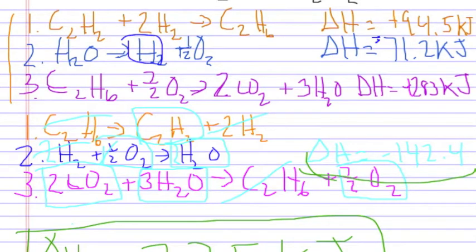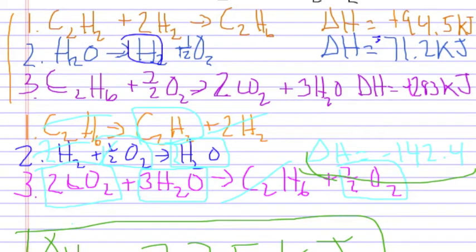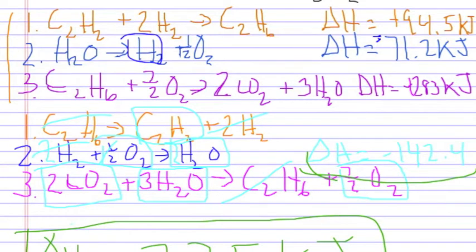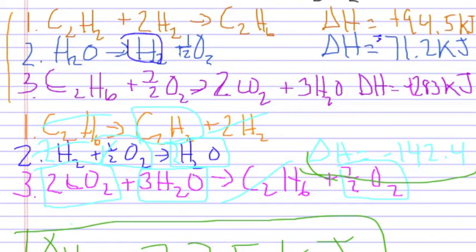So for Hess's law, we have to make these three equations right here match this overall equation. To do that, you can flip the equations, and when you flip the equations, the delta H, if it's negative, it will become positive. If it's positive, it will become negative. So first we're going to look and see that C2H2 is in the reactant in the first equation, but in the overall equation it's in the product. So we're going to flip it.